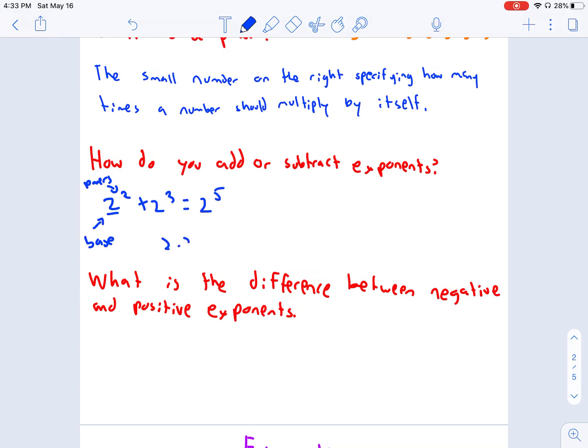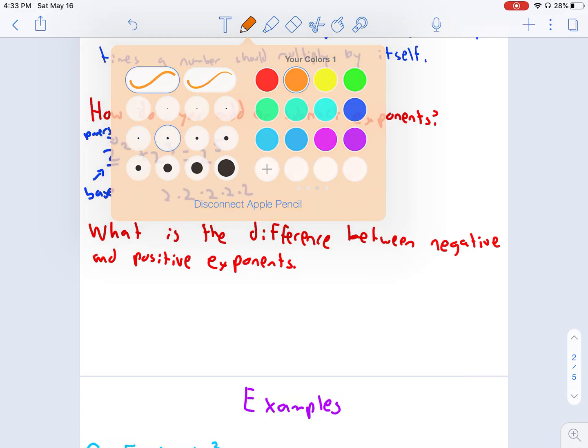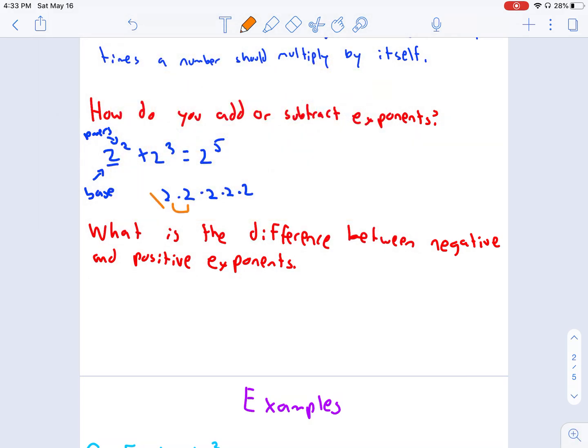Or you can do 2 times 2 plus 2 times 2 times 2. And these come from there, and these come from there. That is also equal to 2 to the fifth.